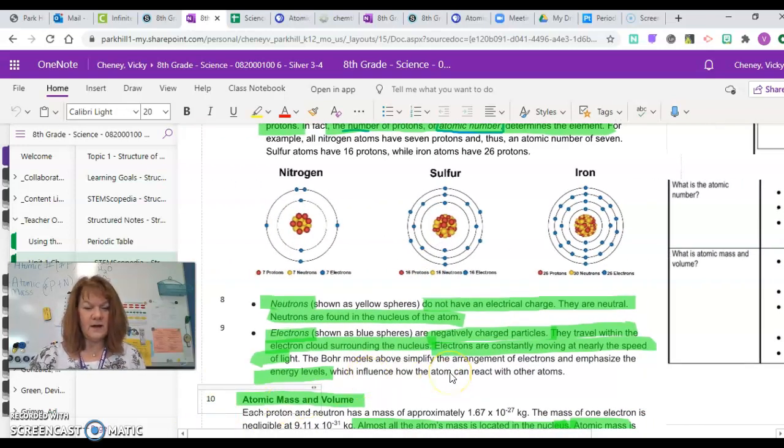The next section on atomic mass and volume, I am going to do in another video, so I do them in bits and pieces. You can look back on this as much as you need.